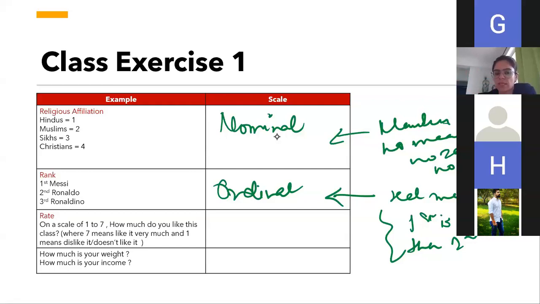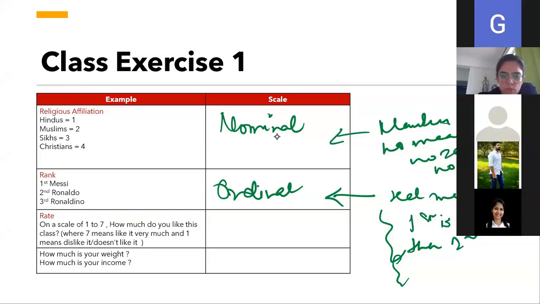Ma'am, it can determine more or less from one another. Yes, it can determine more or less, that first is better than second, or more than second, or less than a different rank holder. But can we say that the difference between first and second is equal to the difference between second and third? No, ma'am. No. So, okay, let's come to third.